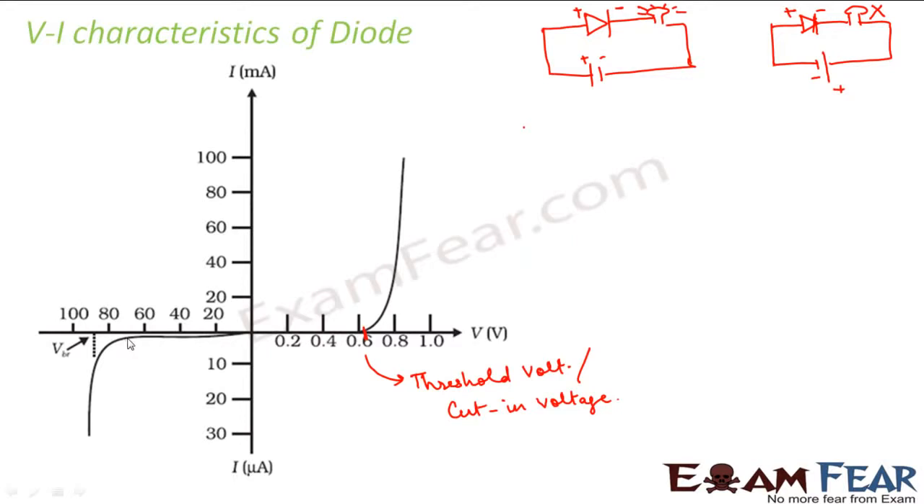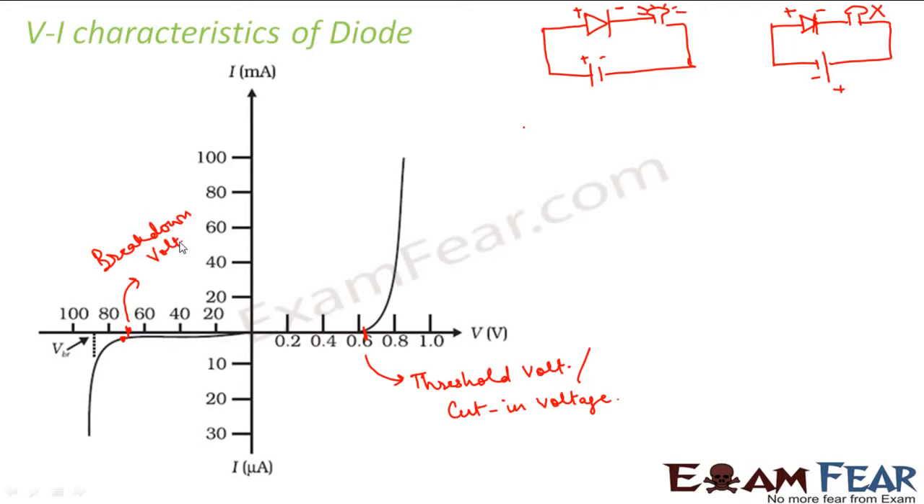Initially the current increases very slowly. The increase is very less. Also, as I mentioned in the previous slide, in the reverse bias the drift current is very less, so initially the value of the current is also very less. But once it reaches a certain voltage, beyond that the current suddenly increases very steeply, even for a very negligible increase in voltage. This voltage is known as the breakdown voltage.